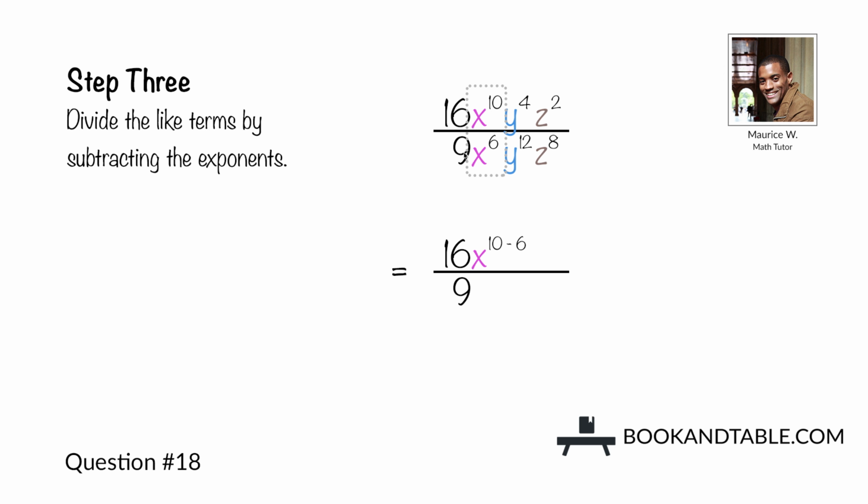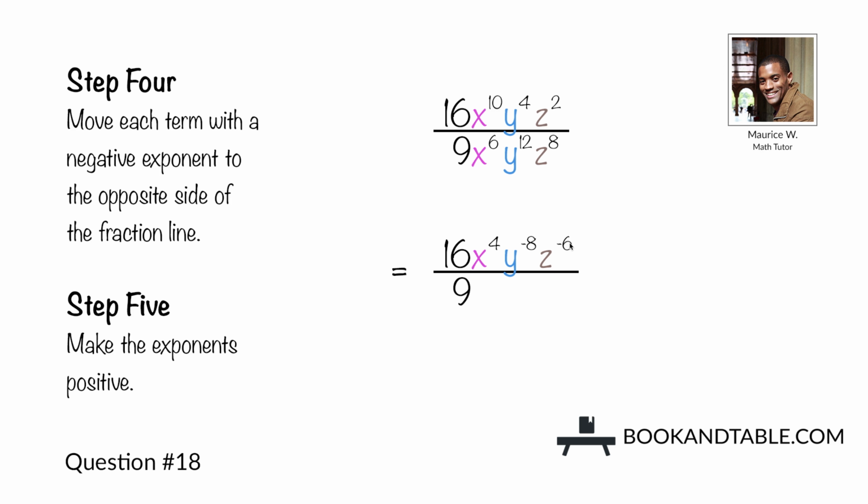16 over 9 is already simplified, so we leave that as is. Move on to our x variable. X to a power of 10 divided by x to a power of 6 is equal to x to a power of 10 minus 6, which is 4. Y, we have y to the 4th divided by y to the 12th, which equals y to the 4 minus 12, which will give us negative 8. And for z, we have z to a power of 2 divided by z to a power of 8, which is equal to z to a power of 2 minus 8, which is negative 6.